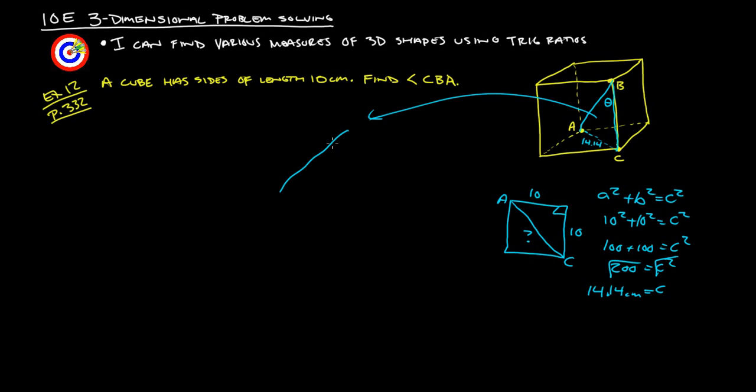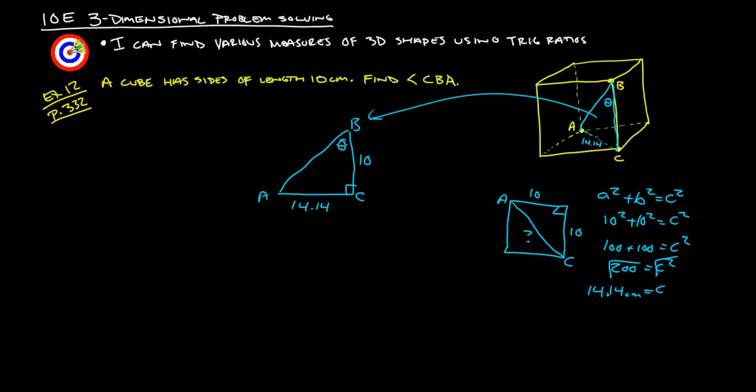And we know that this is 10, so let's redraw this triangle as if we take a look at it from the side. Here's A, here's B, and here's C. Now we know that this has got to make a right angle right here, and this is the angle that we're looking for. We know that this length here is 10, and this length here is 14.14. So now we have enough information to find out what that angle is.